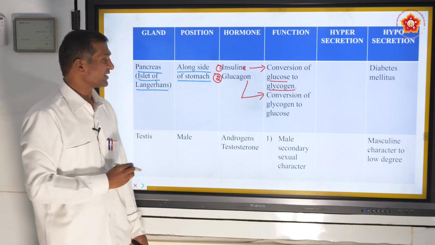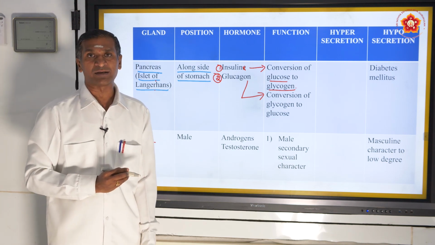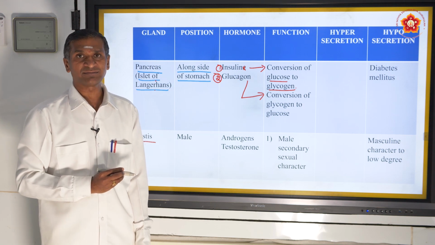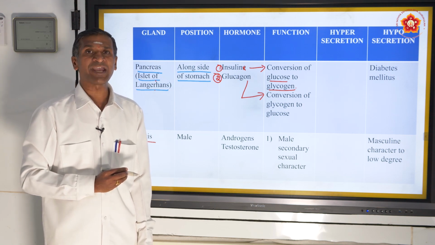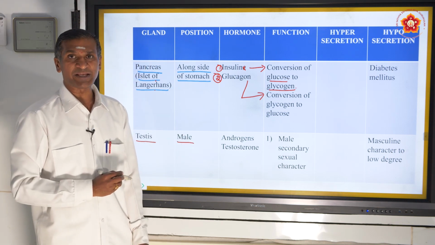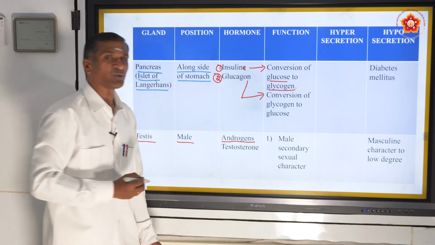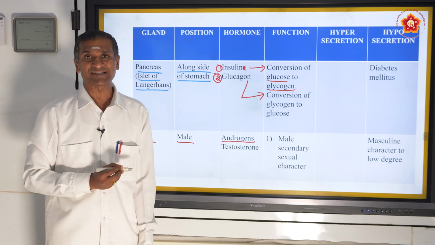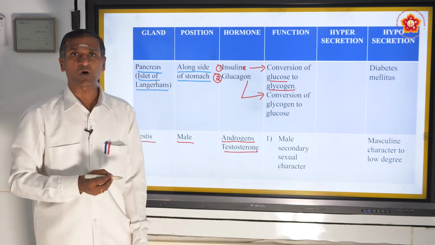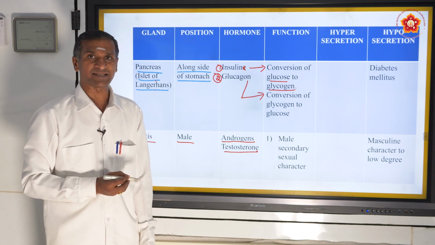Testes. The next is the testes. It is a male gonad. In the human body, the genital organ, the testes, is a male gonad. It is found in the genital region. It produces male hormones together called androgens. Among those androgens, testosterone plays an important role in the males.